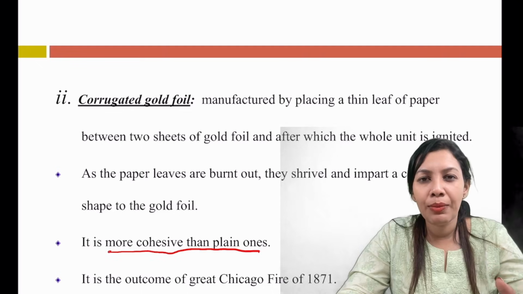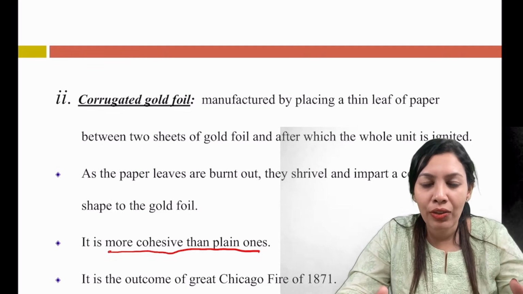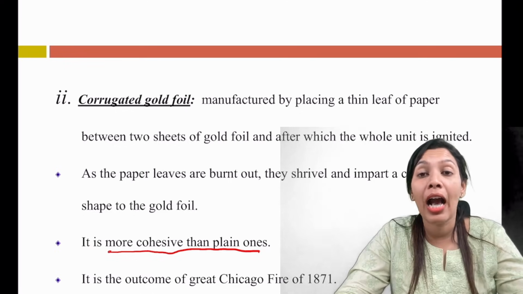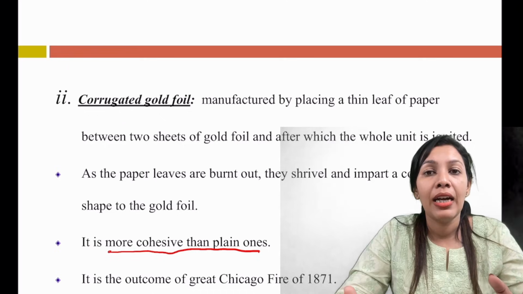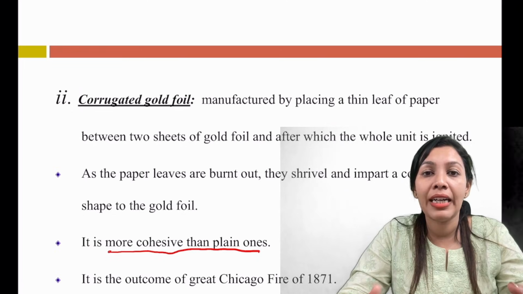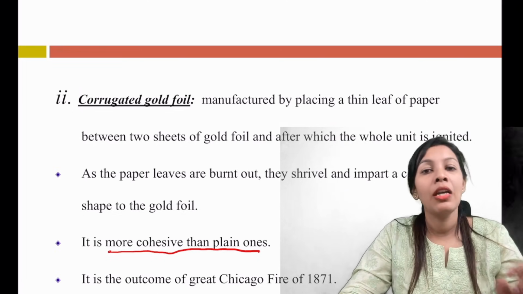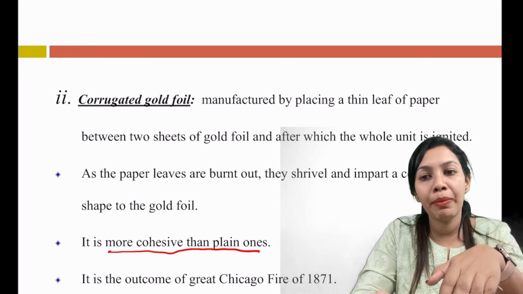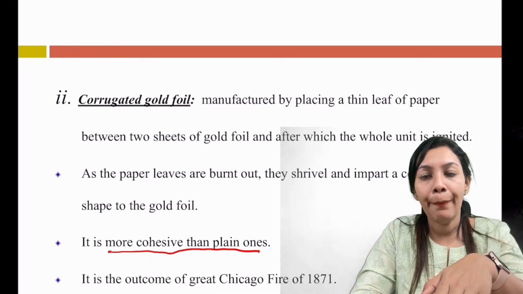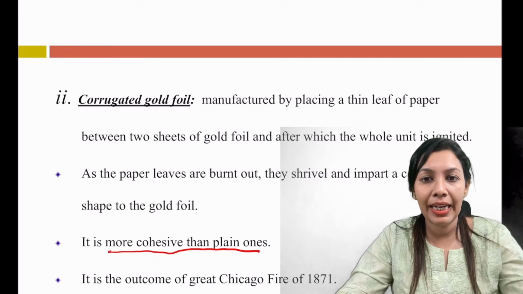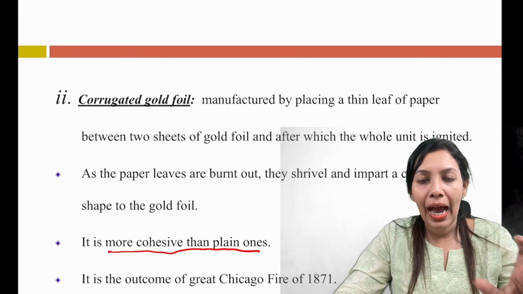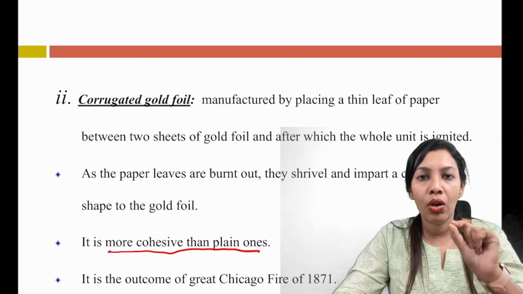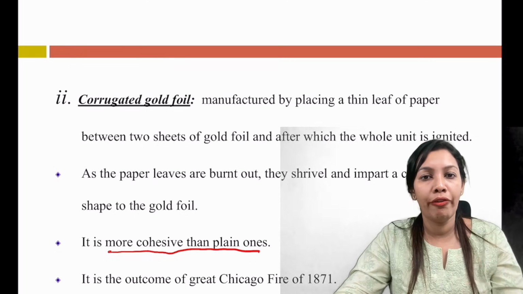So this concept was actually found out when there was the great Chicago fire in 1871, where the gold was actually heated, and it had a greater property. So corrugated gold foil means we place the gold in between papers and ignite the entire thing, and the paper will be charred off, and we get a very good corrugated cohesive gold foil.